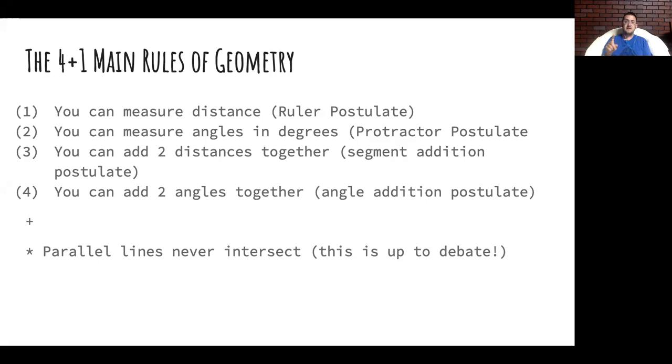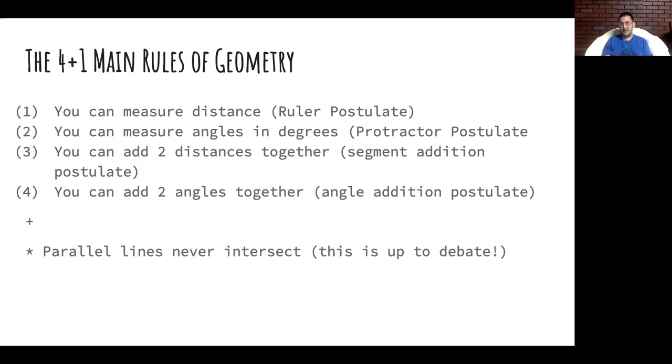Rule one, you can measure distance. So if we want to find the length of things, we can use a ruler and find out what that distance is. Rule two, you can measure angles in degrees. This is what we call the protractor postulate. Rule three is you can add two distances together. This is scale 1.3, which is the segment addition postulate. And rule four is that you can add two angles together, and that is the angle addition postulate.